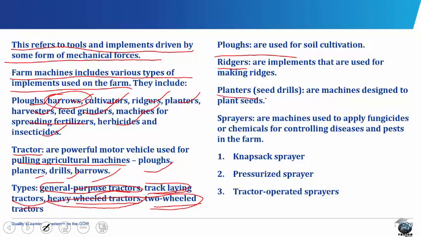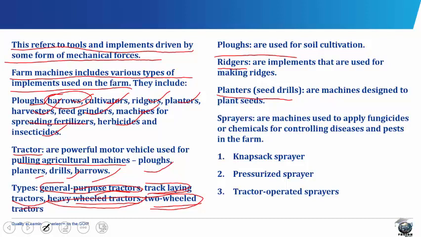The planters or the seed drill. The planters or seed drills are machines designed to plant seeds. Planting of seeds can be carried out either by broadcasting, drilling, or precision planting. Broadcasting involves the random scattering of seeds on plowed ground. This can be done by using a spinning disc or a centrifugal distributor.